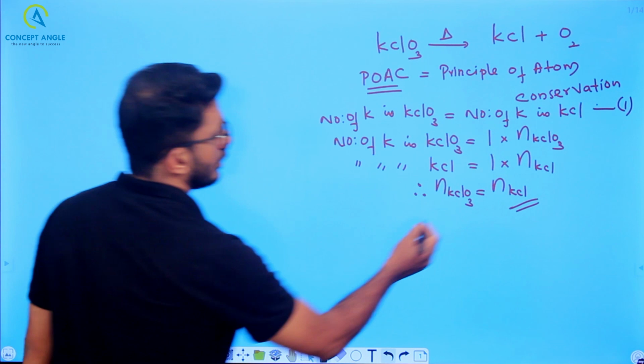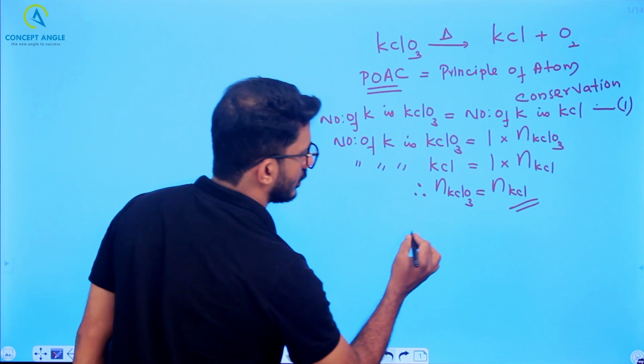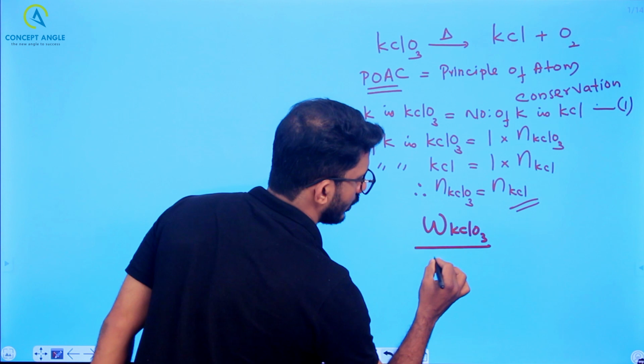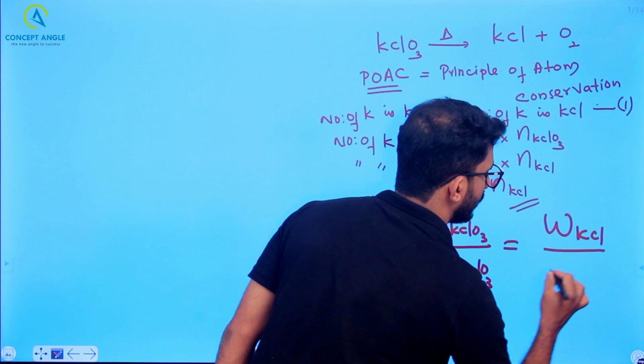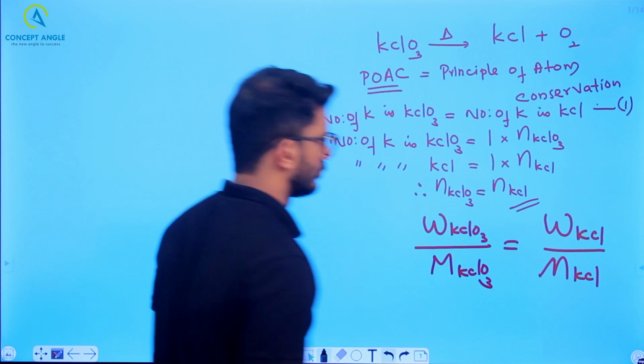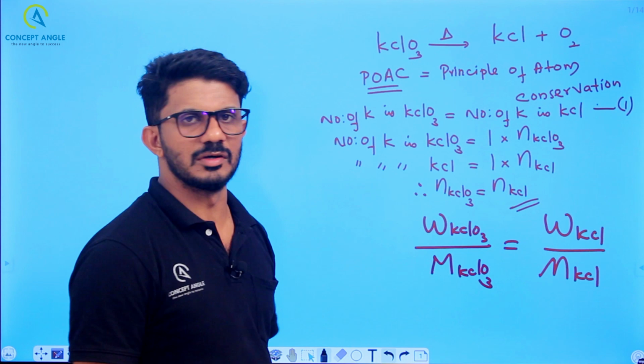ഓക്കെ, അപ്പോൾ നമ്പർ ഓഫ് മോൾസ് ഓഫ് KClO3, നമ്പർ ഓഫ് മോൾസ് ഓഫ് KCl ഈക്വൽ ആണെന്ന് പറഞ്ഞു. അപ്പോൾ നമ്പർ ഓഫ് മോൾസ് ഓഫ് KClO3 എന്നുള്ളതിനെ നമുക്ക് ആക്ച്വൽ മാസ് ഓഫ് KClO3 ഡിവൈഡഡ് ബൈ മോളാർ മാസ് ഓഫ് KClO3 is equal to number of moles of KCl, that is actual mass of KCl divided by molar mass of KCl. അപ്പോൾ ഇത് വെച്ചിട്ട് ഇതിൽ ഏതെങ്കിലും അൺനോൺ ഉണ്ടെങ്കിൽ, ഇഫ് ദ മോളാർ മാസ് ഇസ് നോട്ട് നോൺ, അത് കാൽക്കുലേറ്റ് ചെയ്യാം, ബാക്കിയെല്ലാം നോൺ ആയിരിക്കണം.